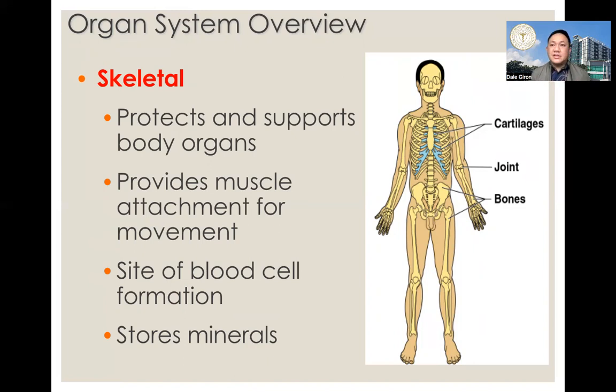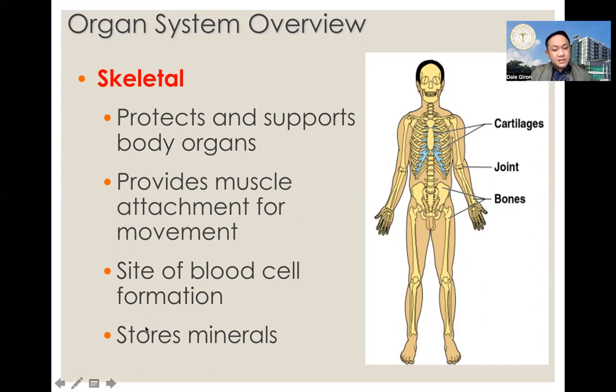The bones, or the skeletal system, provide muscular attachment for movement. Without the muscle, we cannot actually move. The skeletal system is just a muscular attachment for us to move. The skeletal system is also the site of blood cell formation. The bone marrow is actually a site of hemopoiesis, or blood cell formation. Hematopoiesis will all be learned in histology.